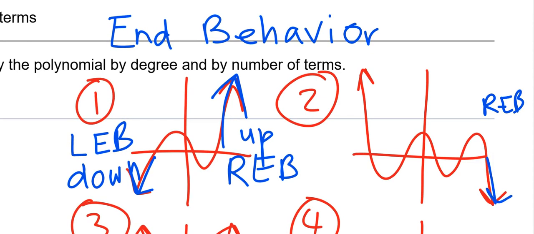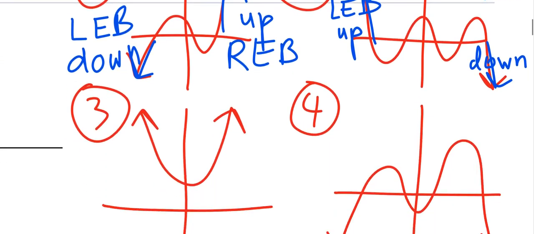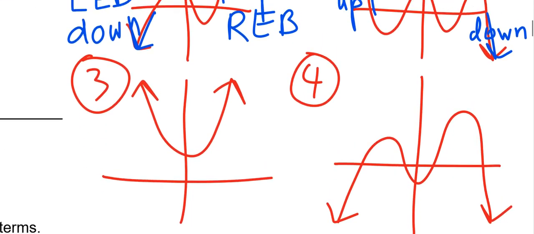So what do you think on graph 2? Is the right end behavior going up or going down? All right, so definitely down. And what about your left end behavior? Going up. What about my right end behavior on graph 3? Up.